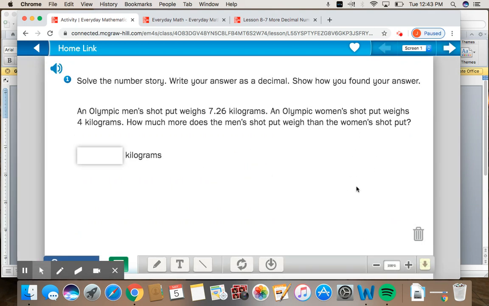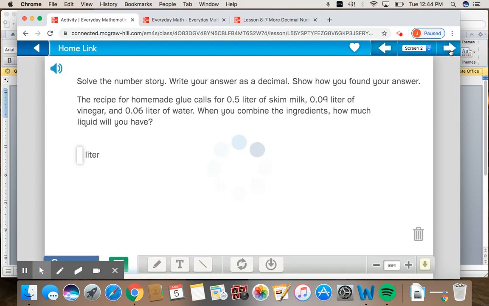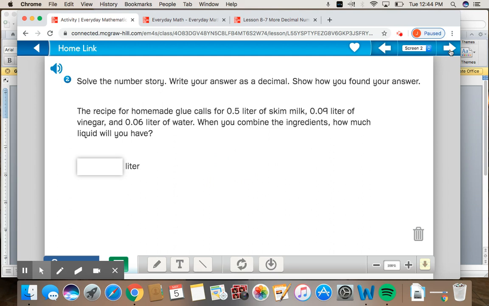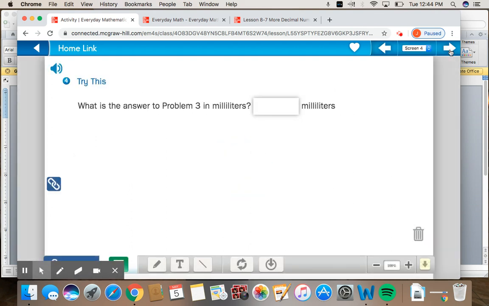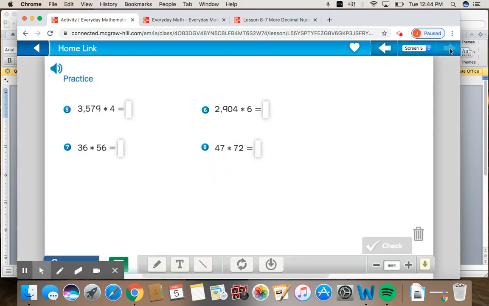And you're going to notice that the questions are going to be just like the ones that you did in the lesson for today. Just make sure if you're leaving the decimals, line up those decimal points exactly. They should be lined up so that you can just connect the dots with a straight line. Okay, so there was your home link.